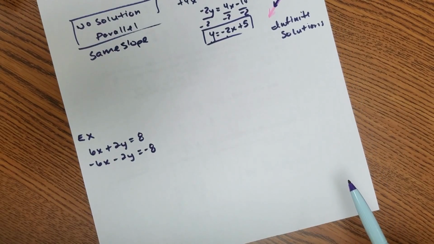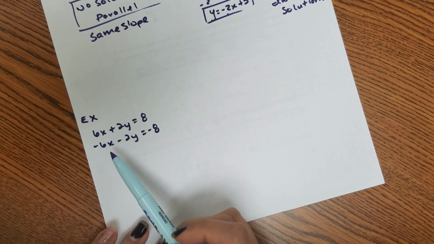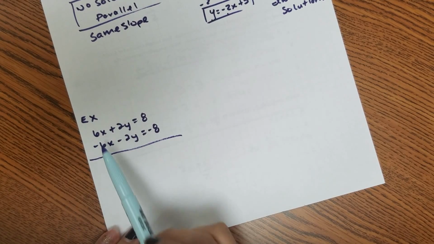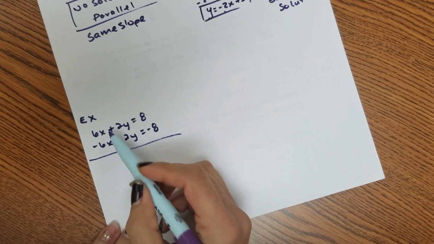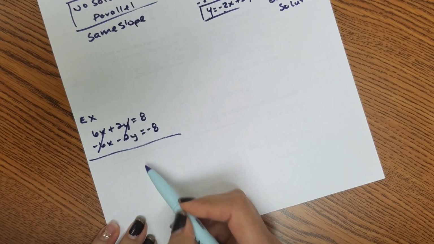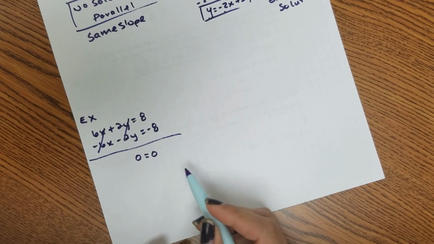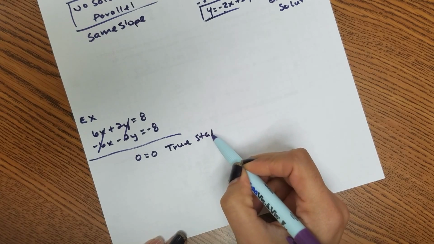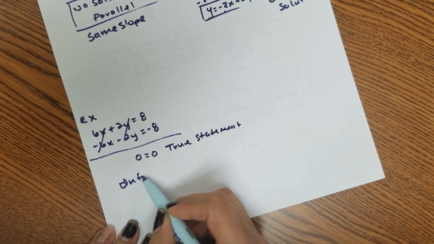In our second example over here, you're going to get something a little bit different. I'm going to go ahead and use elimination because I see that I have opposite signs, same coefficient. So 6 minus 6 is 0, 2 minus 2 is 0, so 0 here, and 8 minus 8 is 0. This is actually a true statement. So if it's true, it means that you have infinite solutions.